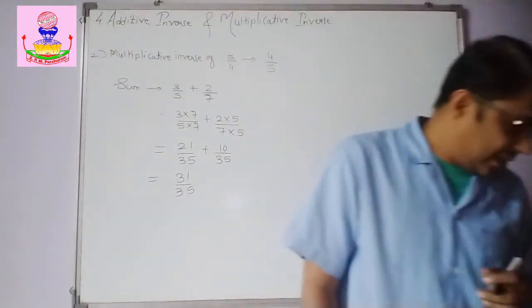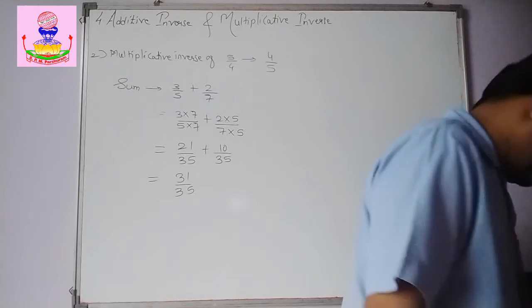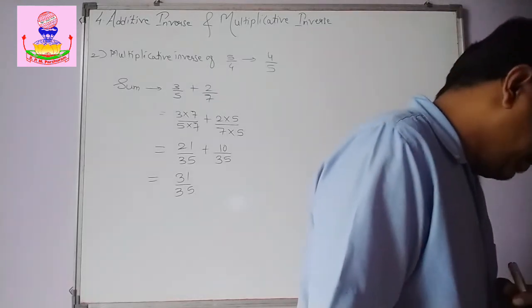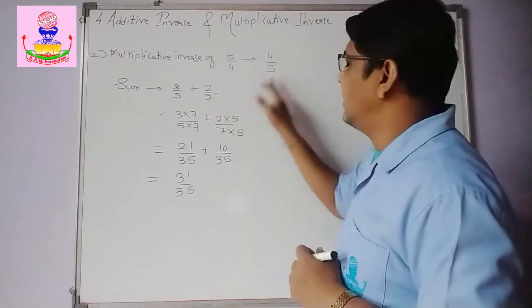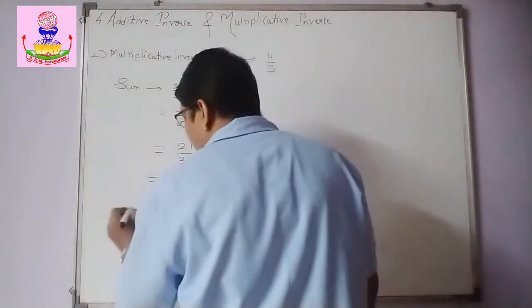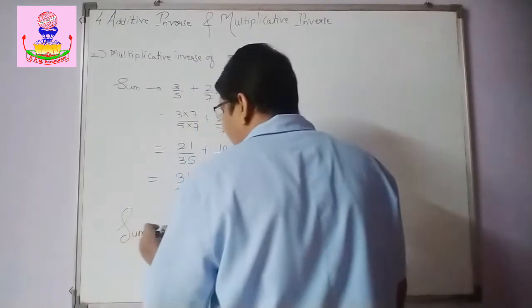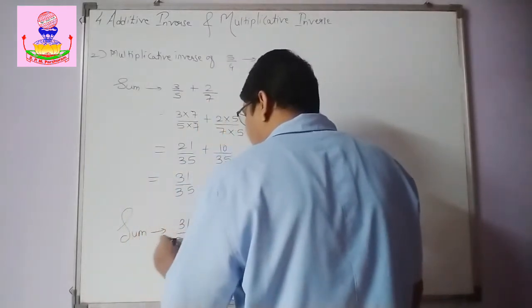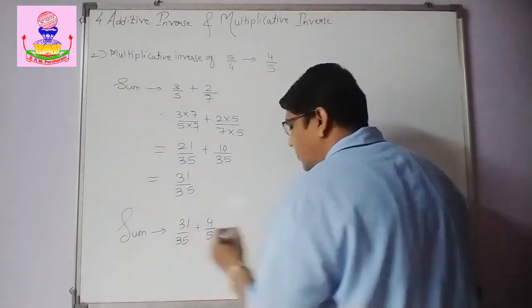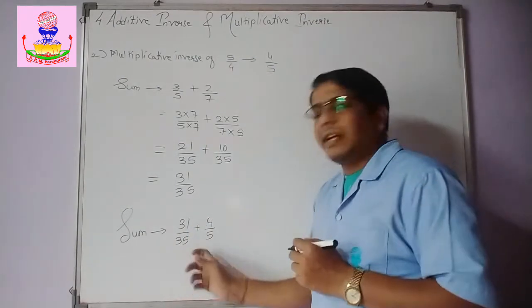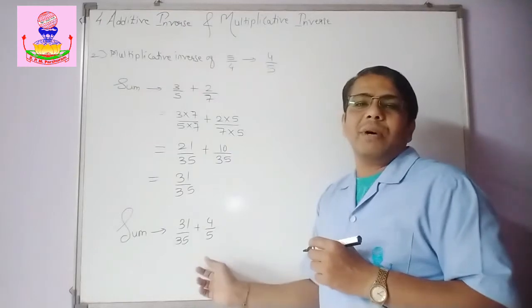Okay, then what they say, you have to find the result if the multiplicative inverse of 5 upon 4 is added to this sum. So this is added to this. So added means again sum. So 31 upon 35 plus 4 upon 5. Now again, here the denominators are not same, so we have to equalize them.